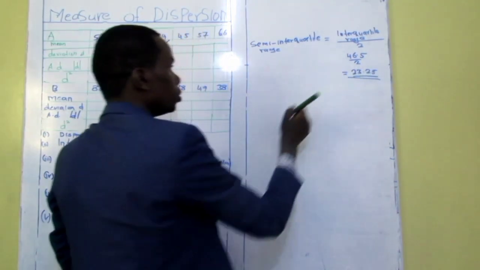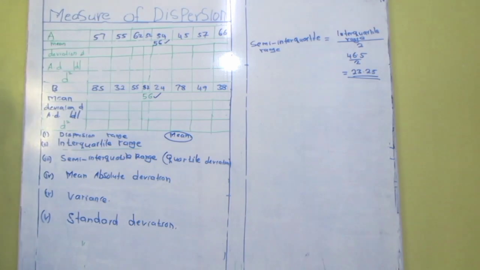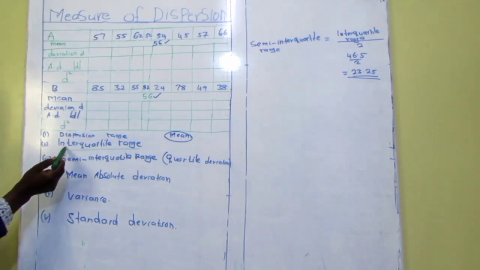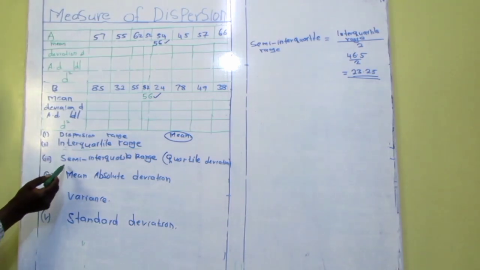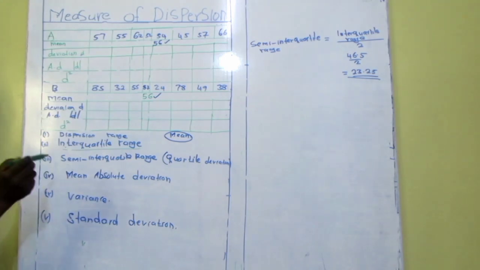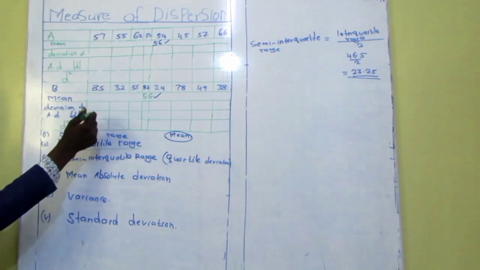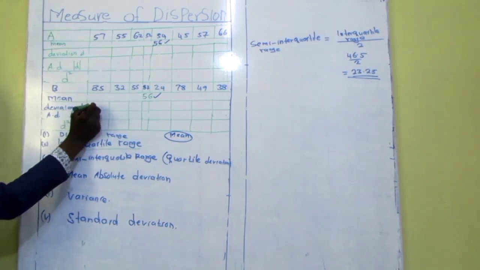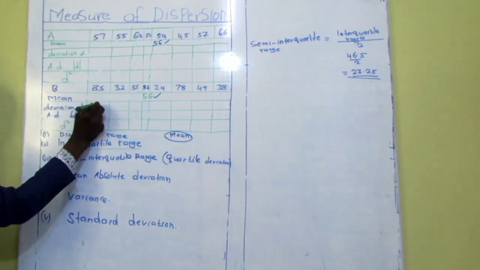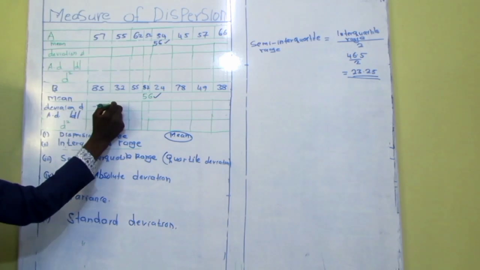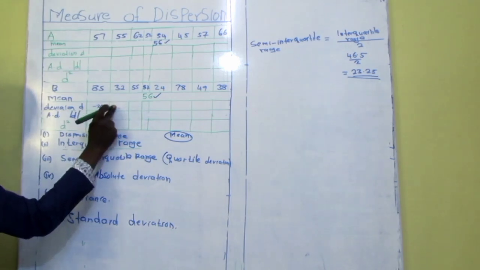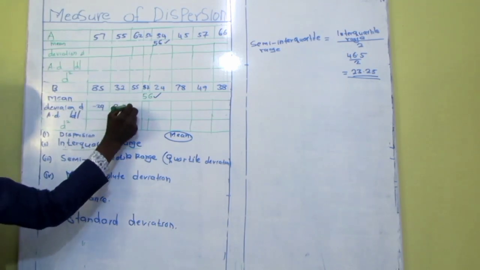23.25. So we have seen how to find interquartile range. We have seen how to find semi-interquartile range, or what we call quartile deviation. Let us use data P. What's the deviation of here? Negative 29. Negative 24? Positive 24. 1.